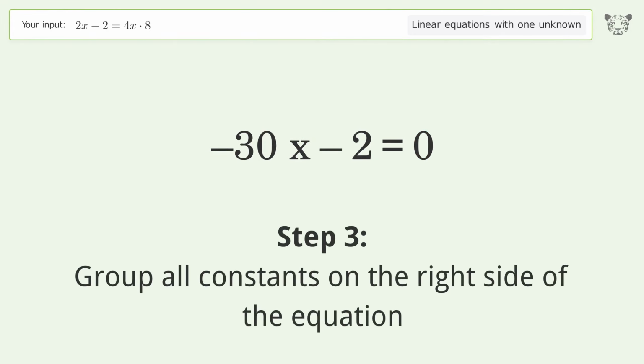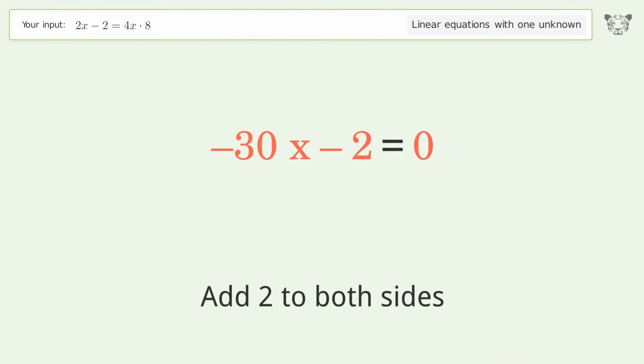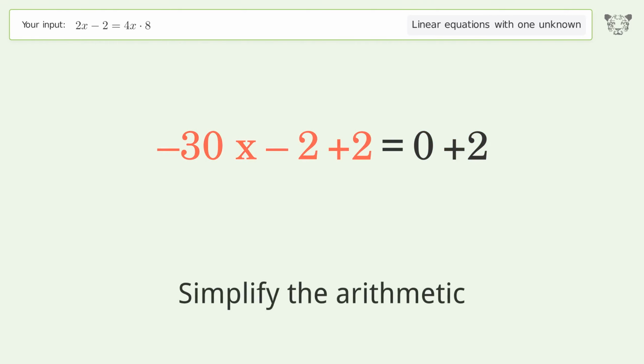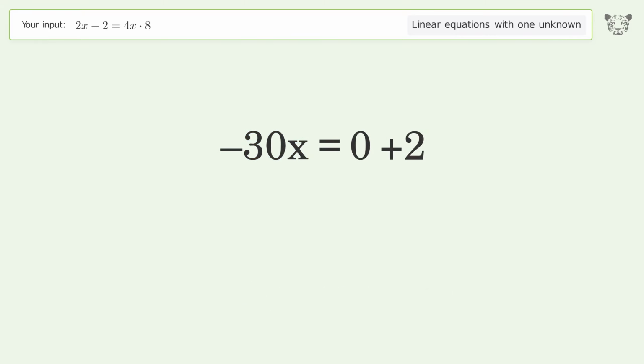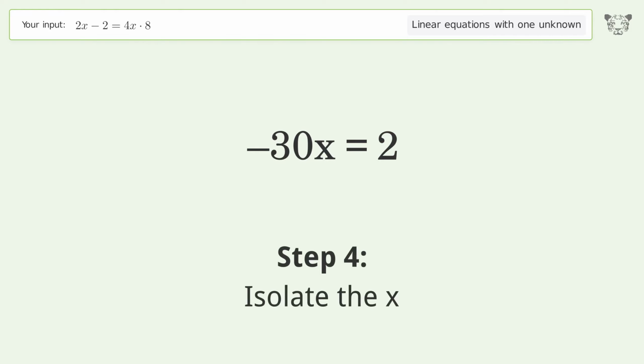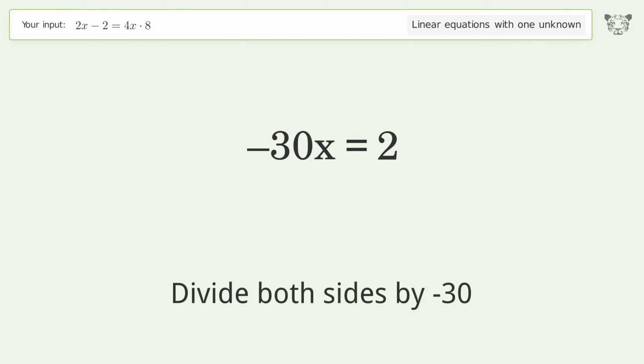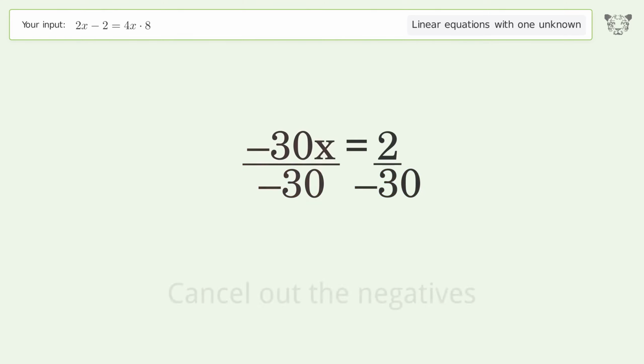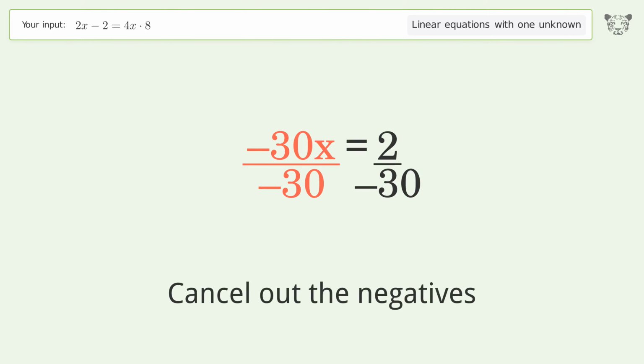Group all constants on the right side of the equation. Add 2 to both sides. Simplify the arithmetic. Isolate the x. Divide both sides by -30. Cancel out the negatives.